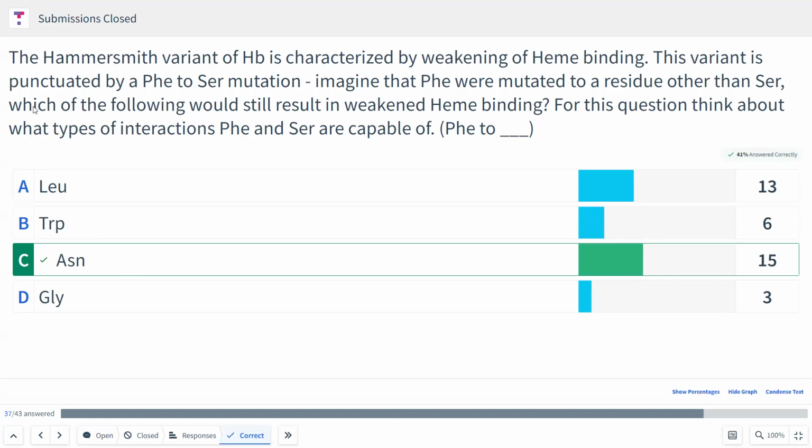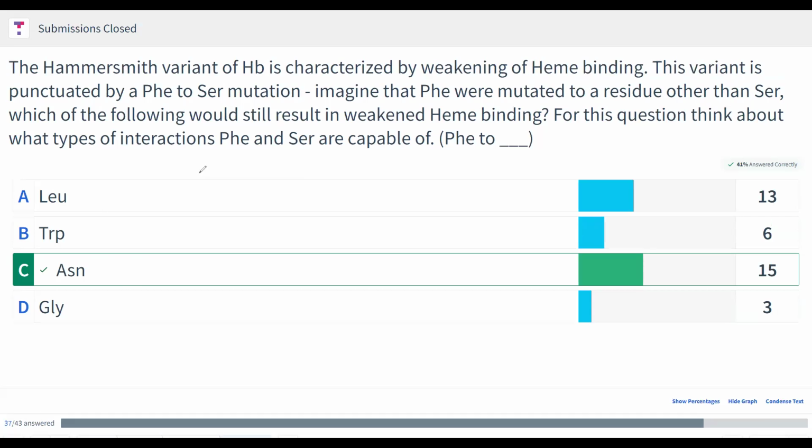Okay, so let's dissect all of these different amino acids and think about their classification. So glycine, I think that if I had put glycine or alanine here, that would end up being the least popular answer, because I think most people remember glycine and alanine really well, since they're arguably the smallest amino acids. In addition to that, these are non-polar residues. Now, this question gave you options and was asking which of these will still cause that weakened heme binding.